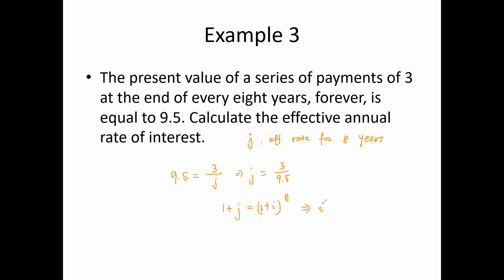So i equals (1 plus j) to the 1/8 minus 1. And we get 0.0349. Okay.